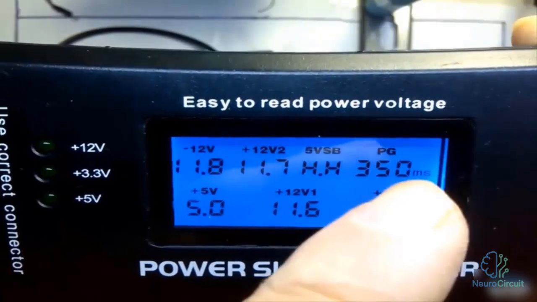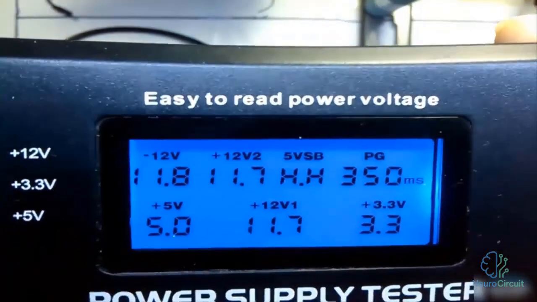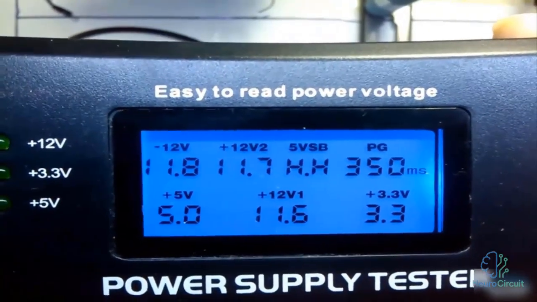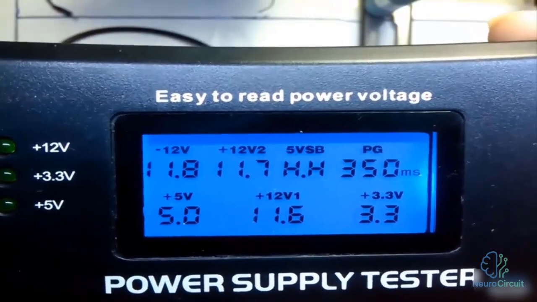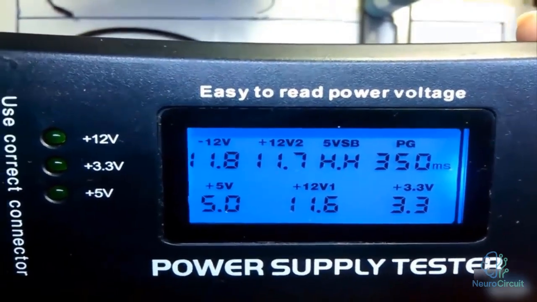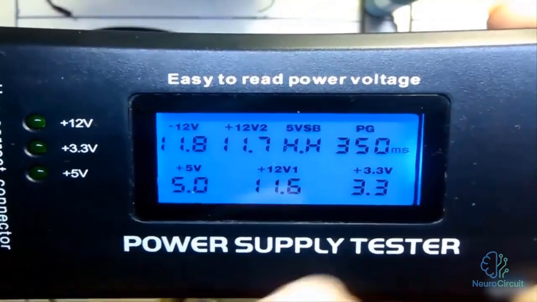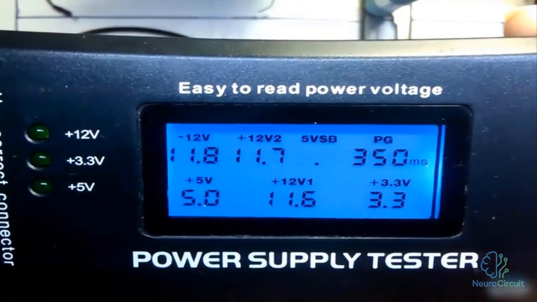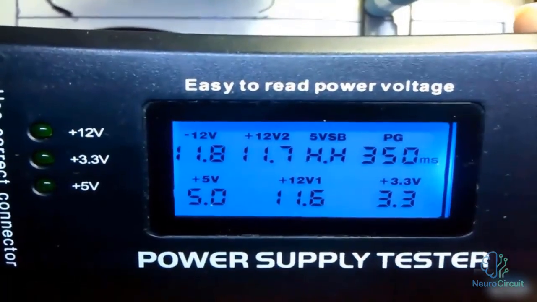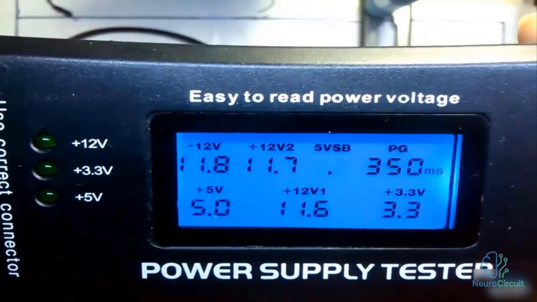The power good, which is indicated by the PG symbol, here it's showing 350, and it's not blinking for now, which means the power good of this power supply is also fine. The 3.3 volt output is also appropriate, as well as the plus 12 volt and plus 5 volt outputs.